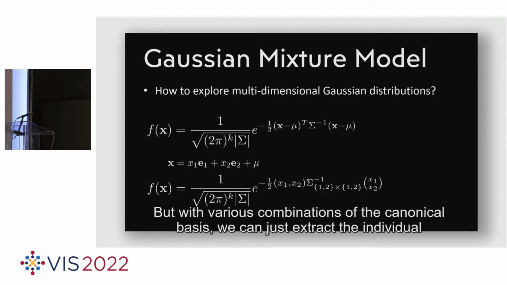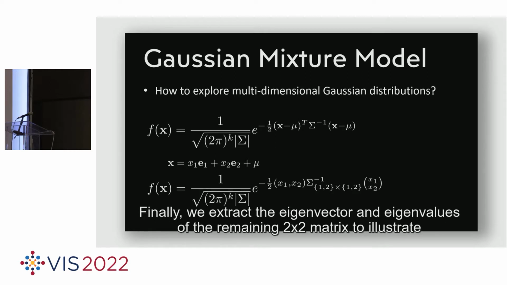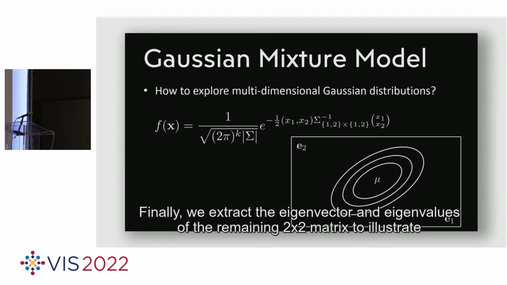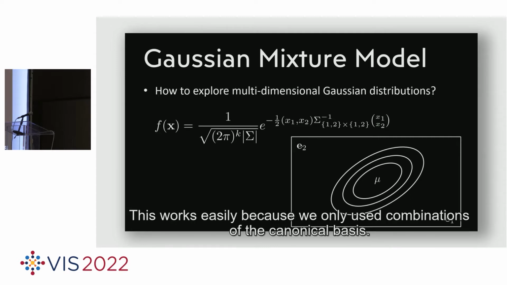But with various combinations of the canonical bases, we can just extract the individual part. Finally, we extract the eigenvectors and eigenvalues of the remaining 2 times 2 matrix to illustrate the ellipse, which represents the Gaussian. This works easily because we only used combinations of the canonical bases.